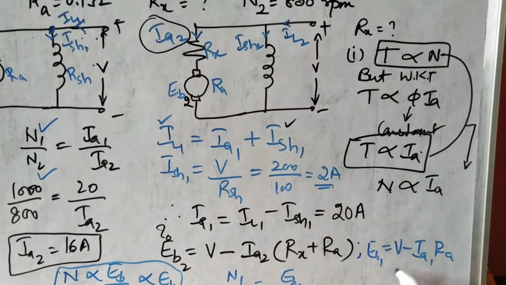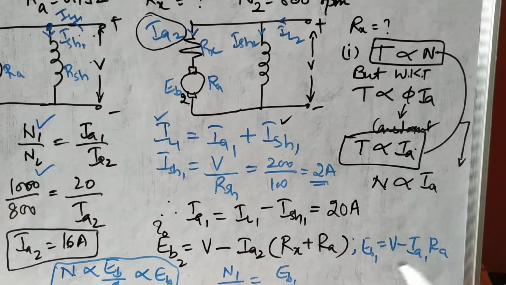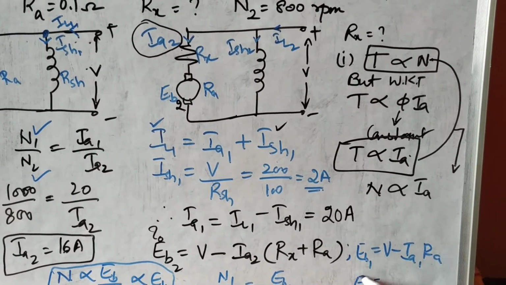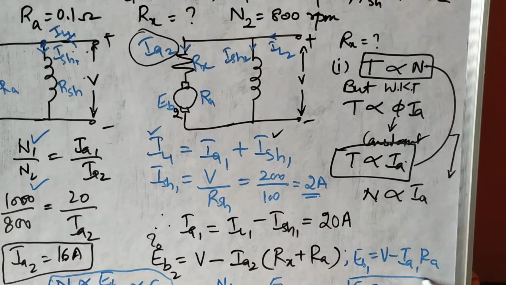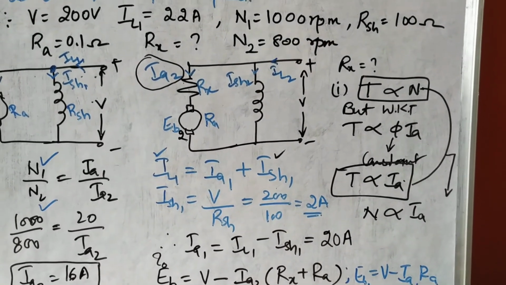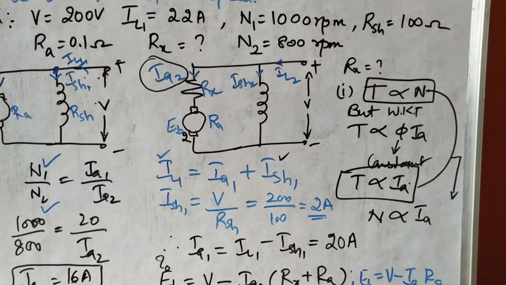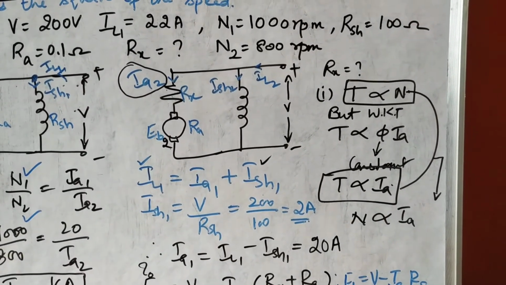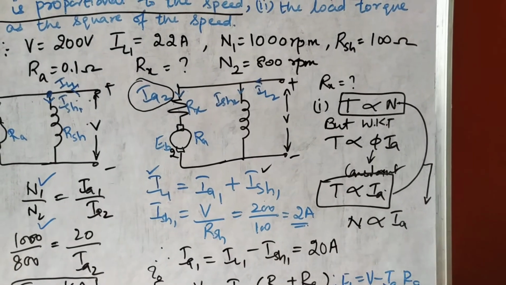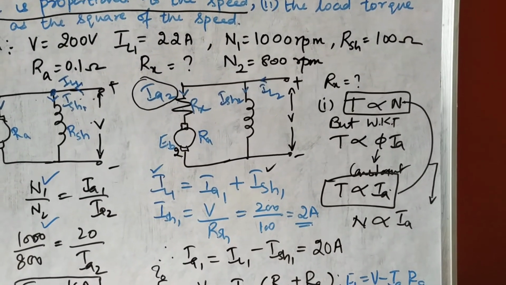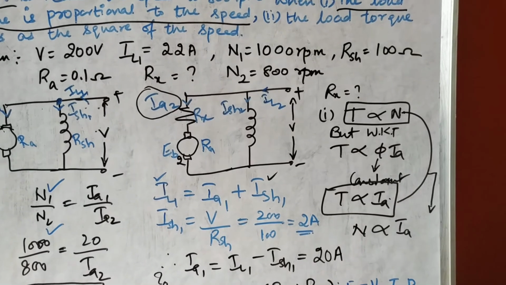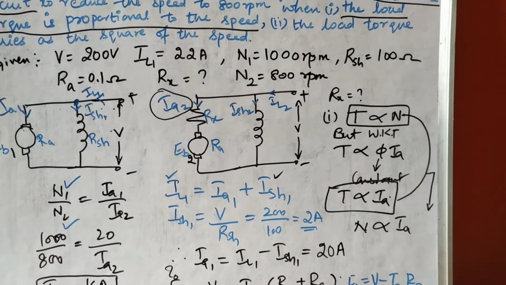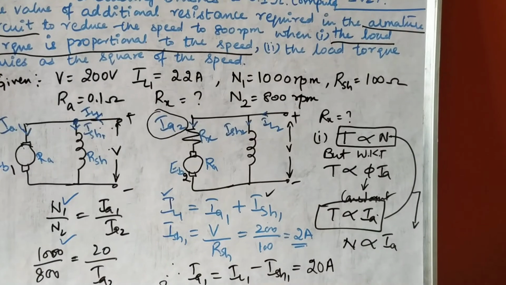Okay, so here all the values are known to you. So you just solve this once again. So you'll get EB1 as around 198 volts. Just check that. After substituting all those values, you will get EB1 as 198 volts. Okay. Now let's move on to solve this.